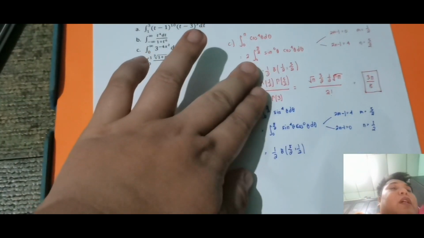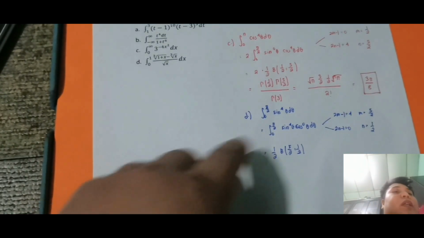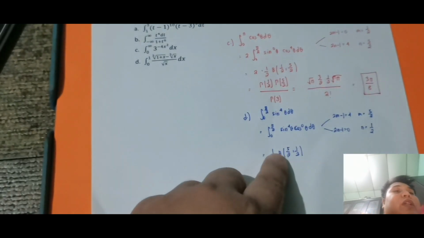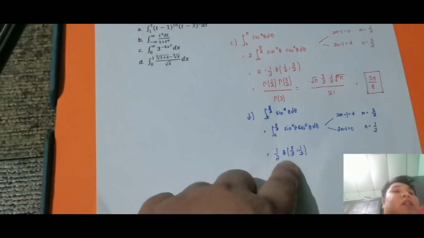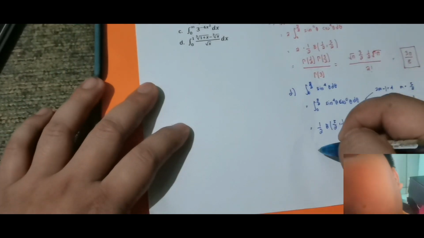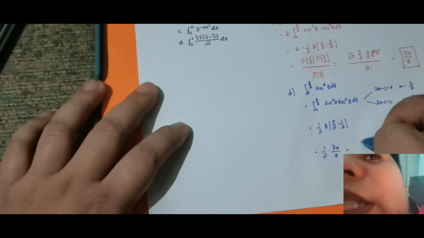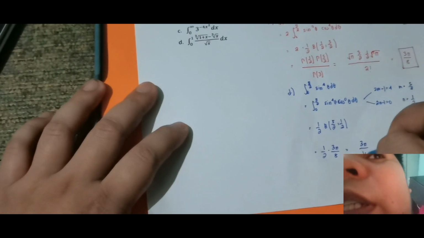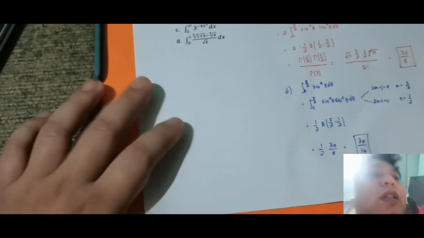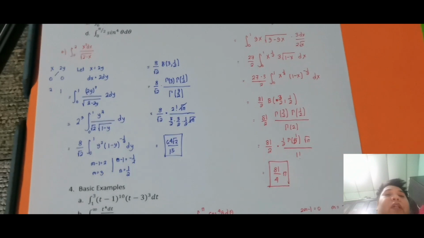No? So mangyayari lang is i-multiply natin itong 3 pi over 8 sa 1 half, kasi ang sagot daw dito is 3 pi over 8. So this is just equal sa 1 half times 3 pi over 8. So this is just 3 pi over 16. Yun yung magiging sagot. Okay, so therefore, ayun yung sagot sa ating letter D.